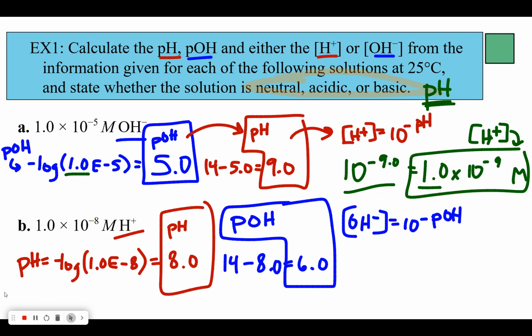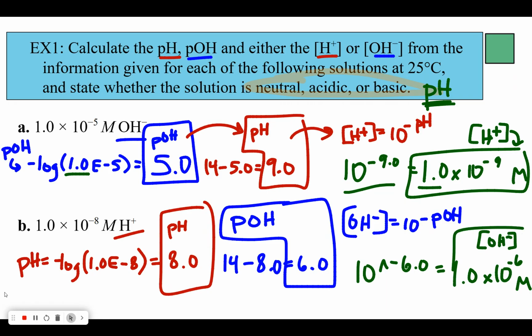So to undo the log button, you push second log, and it just undoes it, kind of like sine and inverse sine. So in my calculator, I could type in 10 raised to the negative 6.0, but I already know it's going to tell me the answer is 1 times 10 to the negative 6. I'm going to make sure to keep those 2 sig figs, sorry, 1 decimal place. And that's our final answer here.